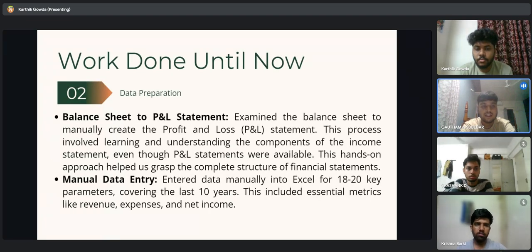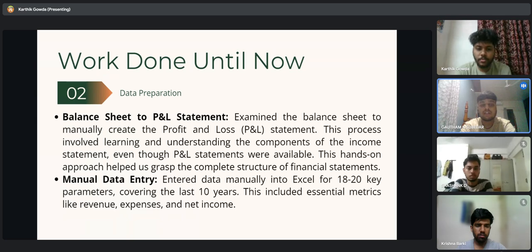And in the data preparation part, as you can see, we have converted the balance sheet into a profit and loss statement. That is, we have done it through a manual process, and this process usually involves learning and understanding the components of the income statement, even though the profit and loss statements were available. This hands-on approach helped us grasp the complete structure of financial statements.